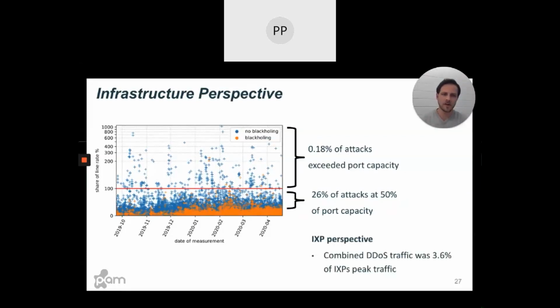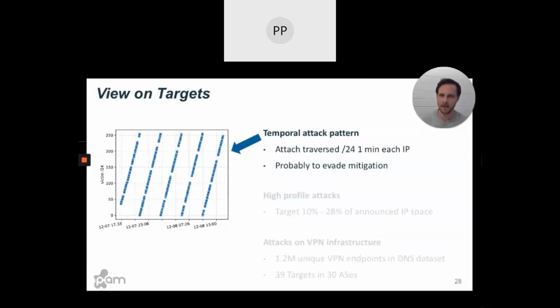We also wondered what was the biggest amount of traffic that the IXP ever had to cope with during our observation period. And we found that the biggest traffic was 3.6% of the IXP's overall peak traffic. So this is well within safety levels, but one has to keep in mind that core infrastructure and backbone providers have to transmit a lot of DDoS attacks in parallel, and it might add up.